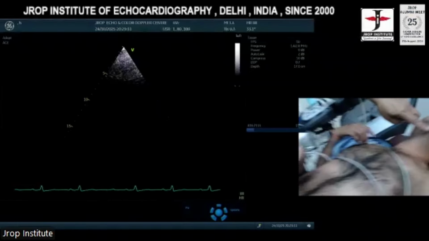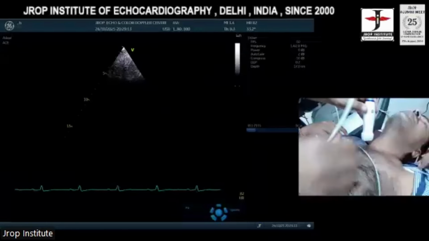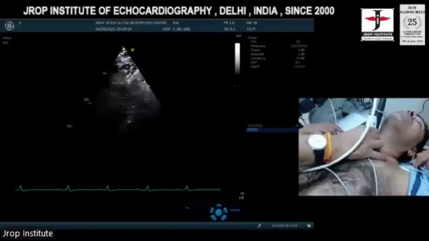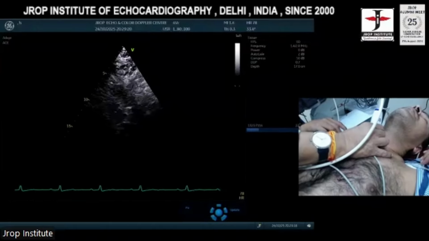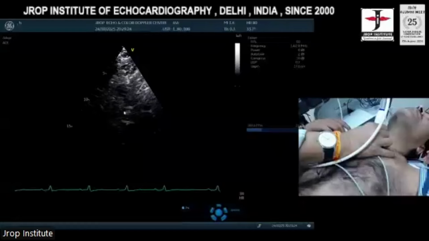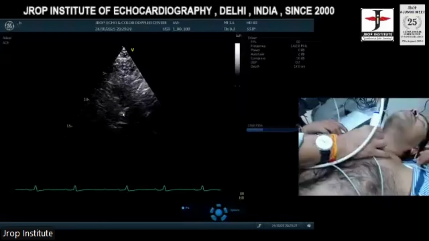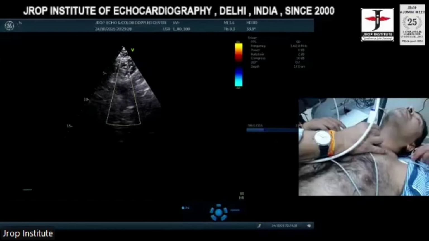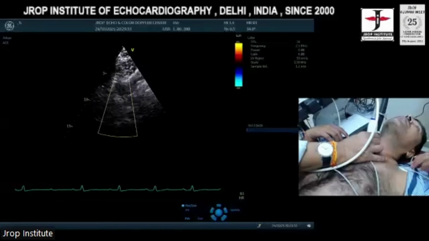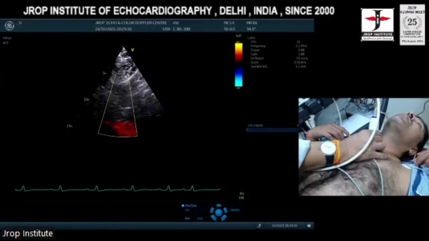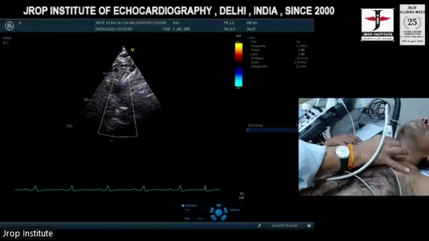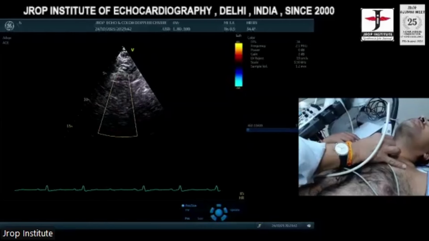Neck turned to the left-hand side. Index marker at 1 o'clock position. Put in the suprasternal window very carefully. Don't press too much because it is right over the trachea. As soon as you see the suprasternal window, here is the descending aorta. Majority of the time you will not be able to see the descending aorta very easily. Then switch on the colors. Now you can see the descending aorta with the colors. Correct? Okay, sir.